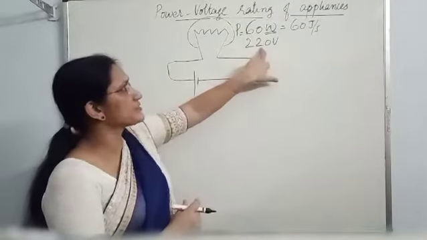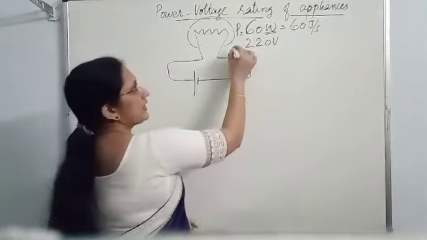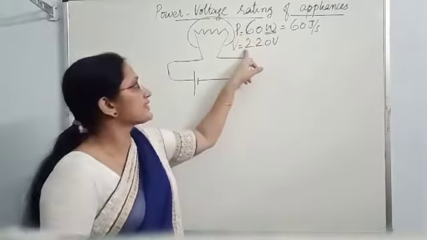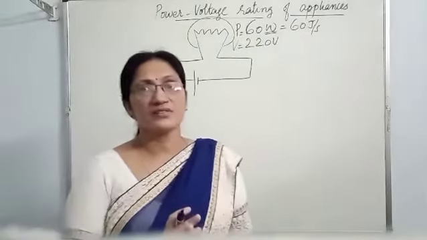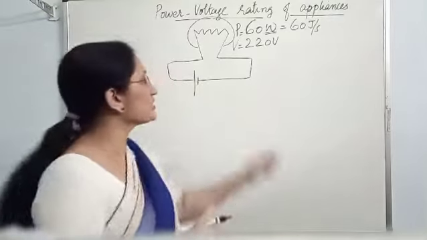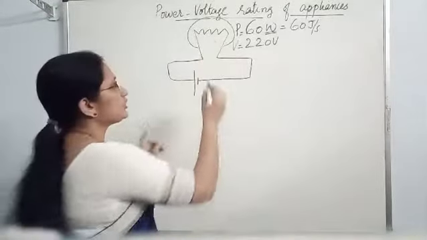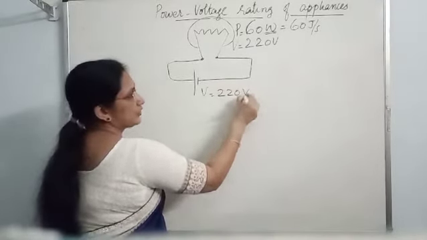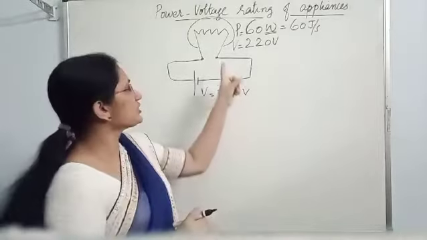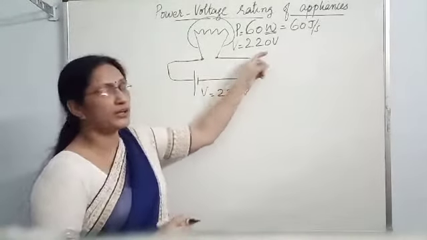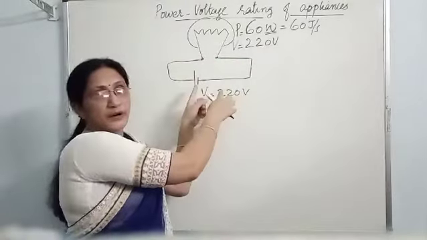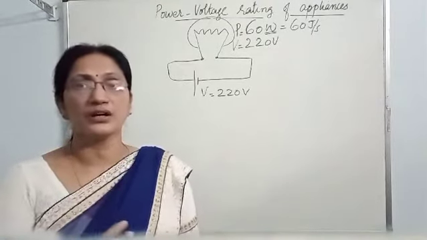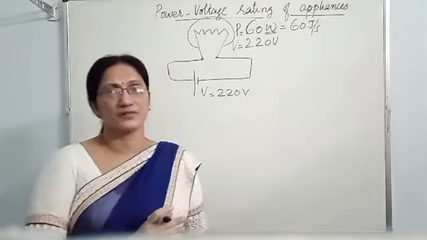Then what is the meaning of the second one? 220 volt. That tells the voltage rating. First one is power rating and second one is voltage rating. That means the potential difference required between the two ends of the filament of the bulb is 220 volt. You must provide a potential difference of 220 volt across the filament of the bulb. That is the meaning of voltage rating: voltage required for the proper working of that device.